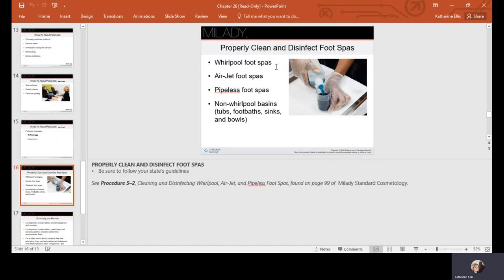So the air jets, the pipeless units, and the basins came back into favor because the whirlpools are so much more tedious to properly disinfect.